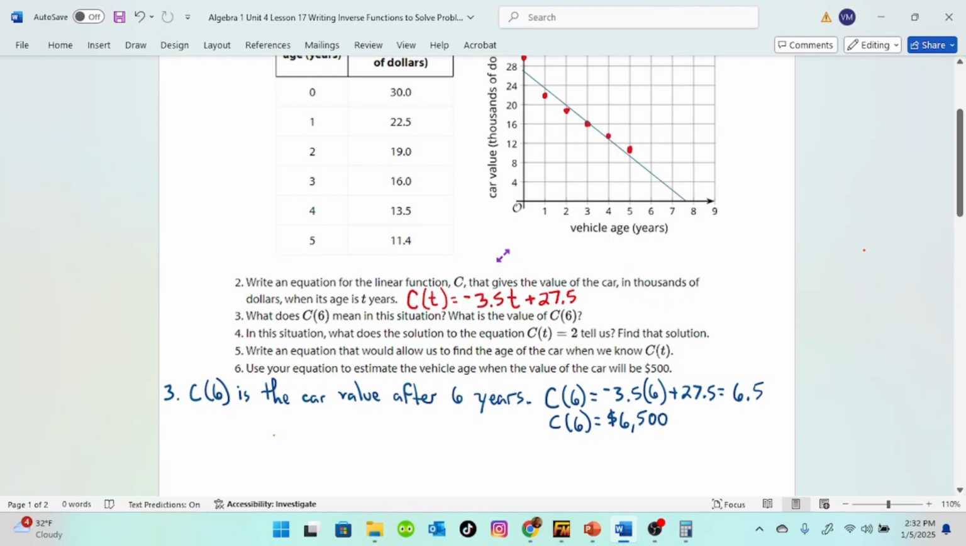Number 4. In this situation, what does the solution to the equation c of t equals 2 tell us? Find that solution. So this time they're telling us what it equals, but they're not telling us the input. This means the solution would be the age at which the car value was $2,000.